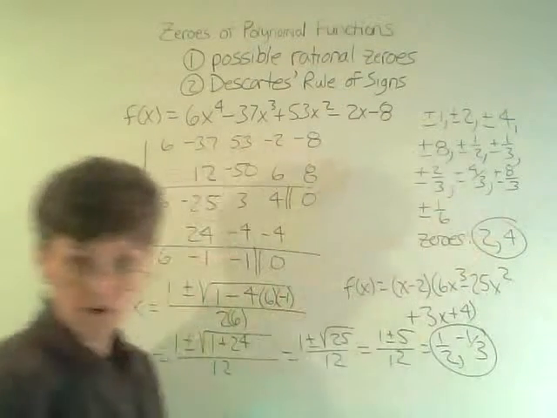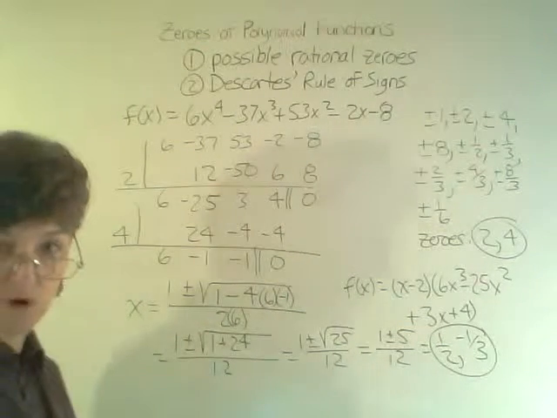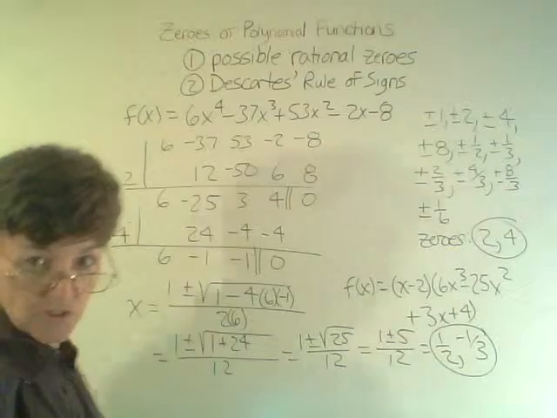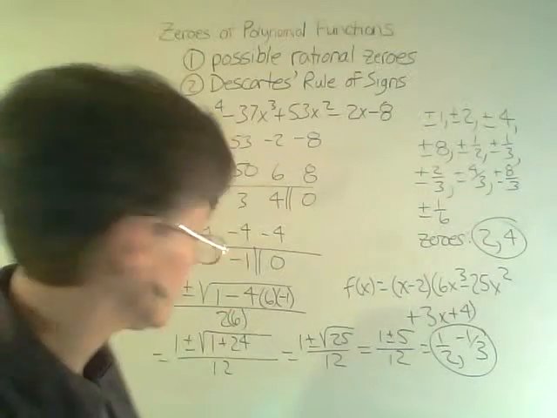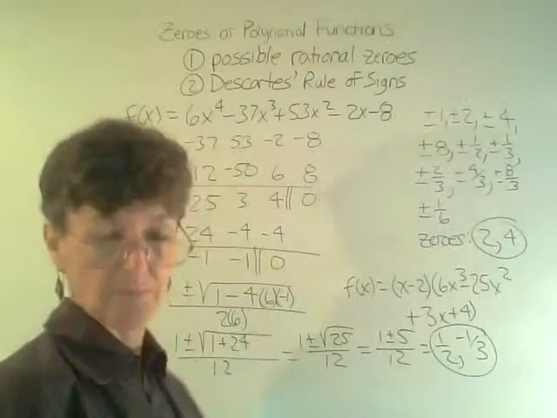So there are my zeros for this polynomial function. I was able to find them all. You aren't always able to do that, but this time, because we only had rational zeros, we could find them all. All right?